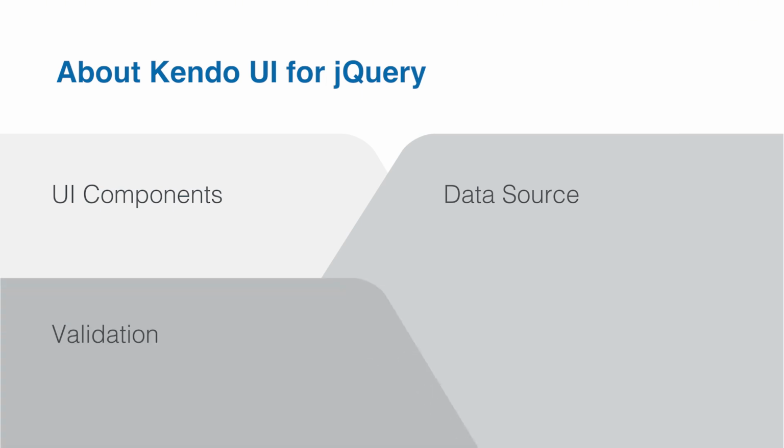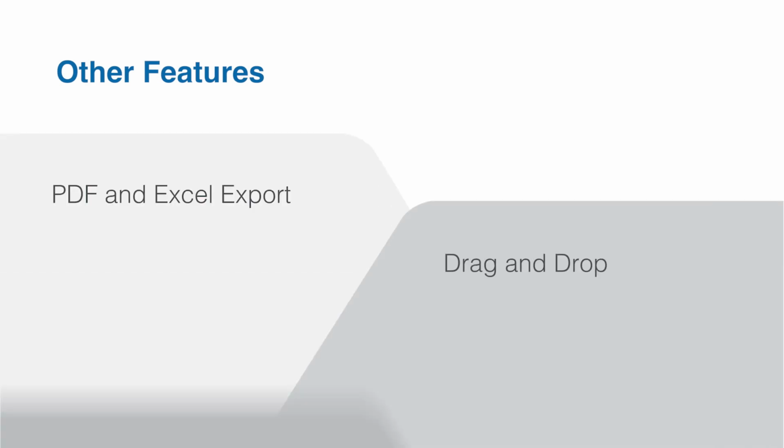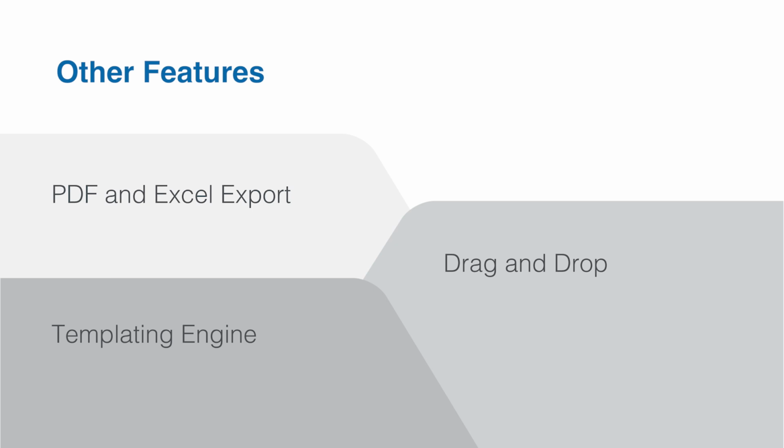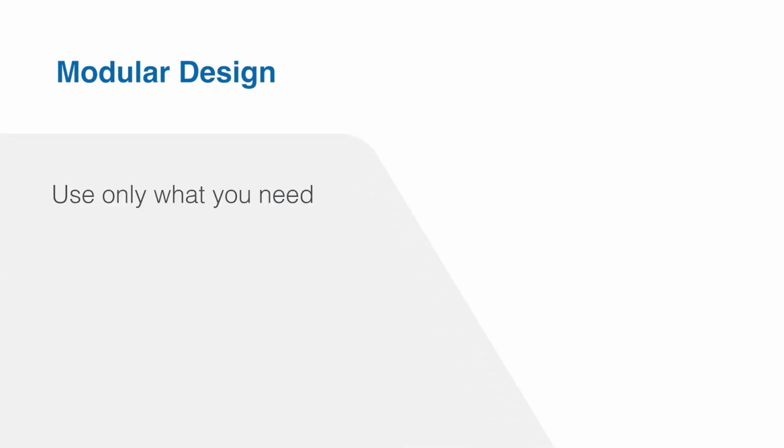Client-side validation is also built in, as well as globalization for simplifying the creation of multilingual apps. There are also other useful features like PDF and Excel export, drag and drop, and the templating engine that are all optional, but it's nice to know that they're there. Kendo for jQuery is designed to be modular. As we'll see in this course, you can use only the components that you need in order to keep your code base as light as possible.